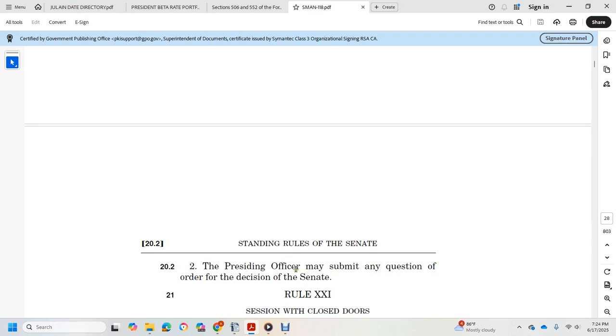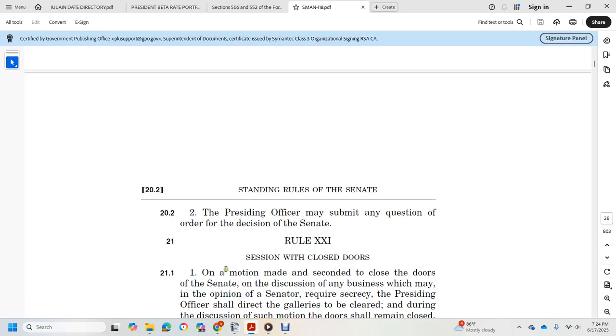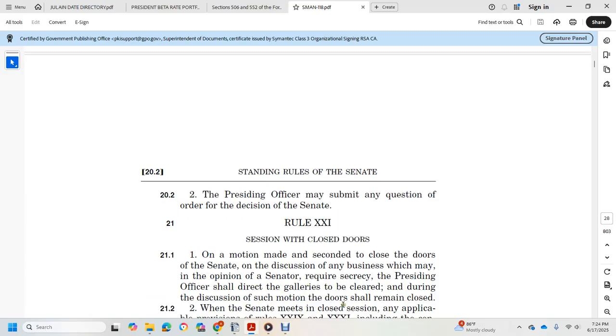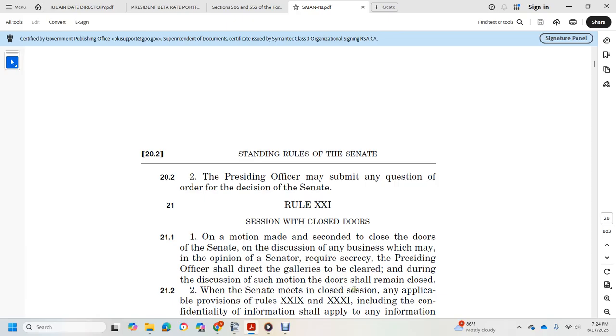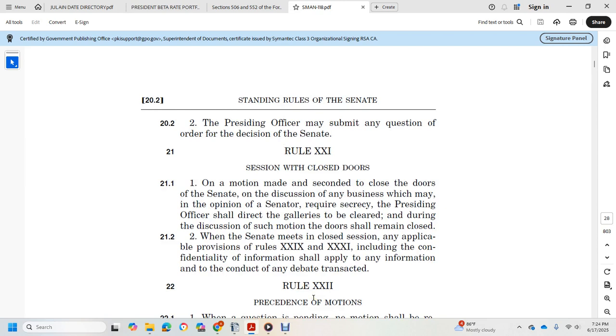Rule 21, session with closed doors. On a motion made and seconded to close the doors of the Senate on the discussion of any business which may, in the opinion of the senator, require secrecy, the presiding officer shall direct the galleries to be cleared. During the decision on such motion, the doors shall remain closed. When the Senate meets in closed session, the application provisions of Rules 29 and 31 include that the confidential information shall apply to any information and conduct any debate transacted.